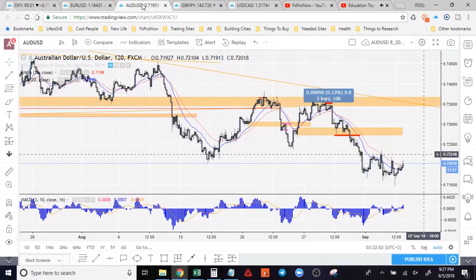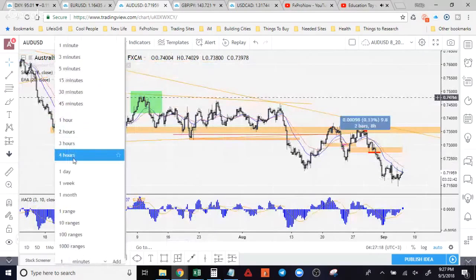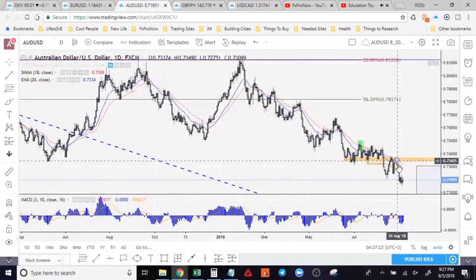So AUDUSD. AUDUSD has been on a sell for a long time, and I missed this sell all the way up here, which is unfortunate.